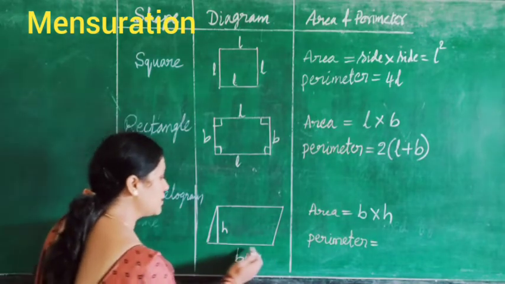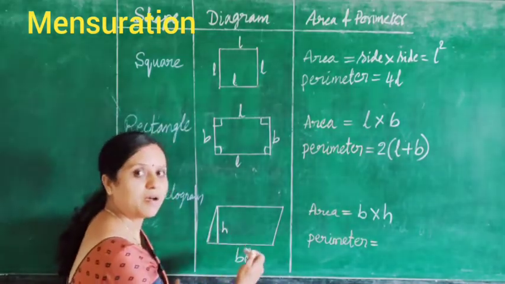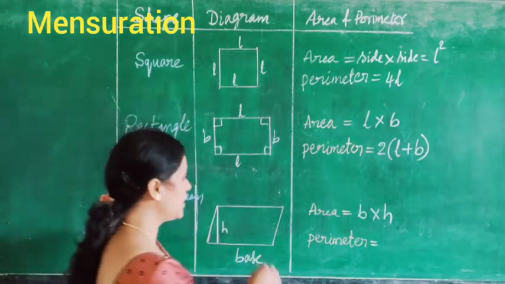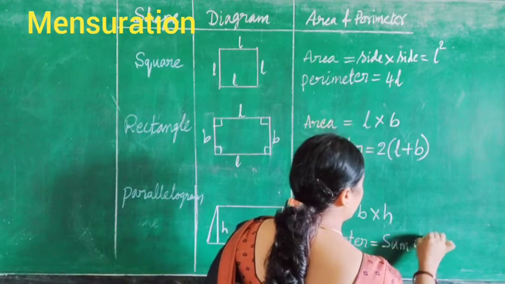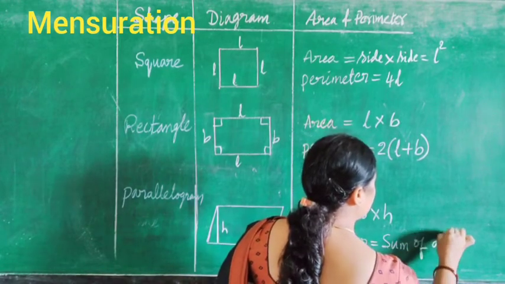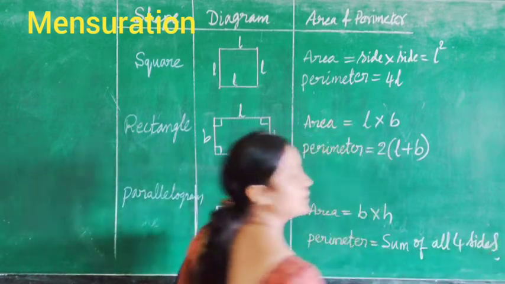And what is its perimeter? Perimeter means the boundary length. So the sum of all 4 sides. The perimeter of this parallelogram is the sum of all 4 sides.